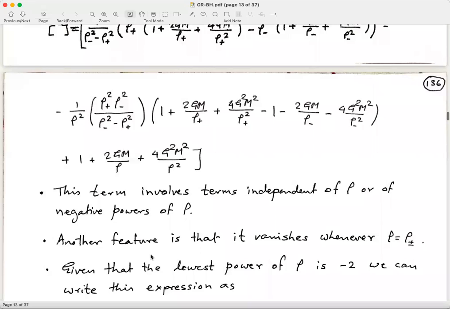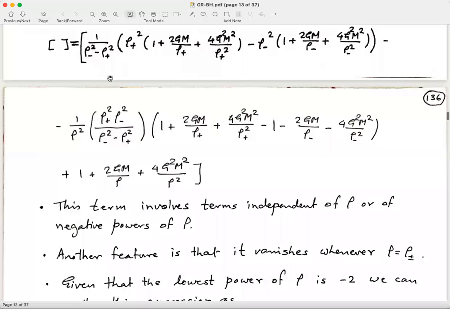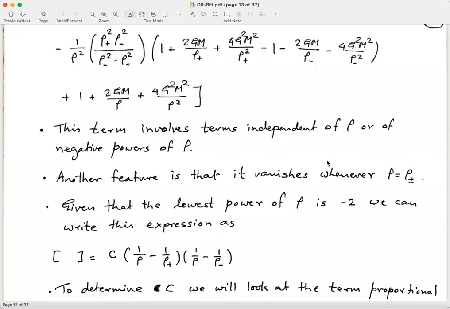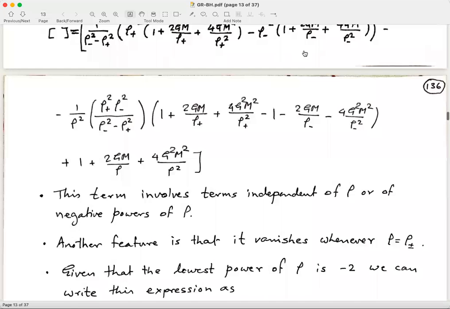Fine. Now if you look at this expression, you have all kinds of terms, but all these terms have the feature that they involve negative powers of ρ. There is nothing with positive powers of ρ. These are the pieces which are independent of ρ, and these are the pieces which contain different powers of ρ. There are terms involving 1 over ρ, and then terms involving 1 over ρ². So the highest power is 1 over ρ², then 1 over ρ, and a constant piece, which is this and this.